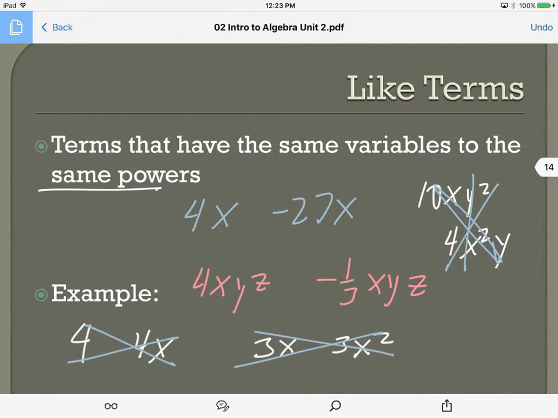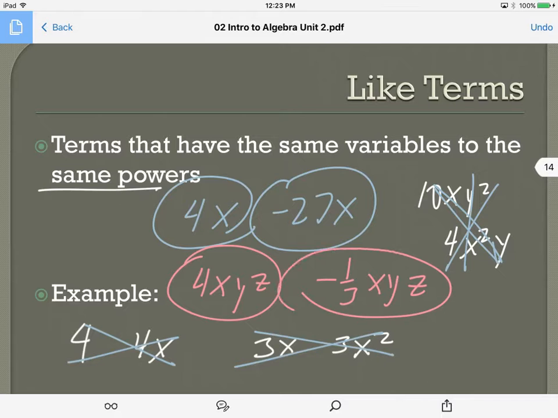Okay? So like terms, same variable, same power. This pair here, like terms. This pair here, like terms. Now, let's give you one more just to make sure we got this. So x squared y and 4x squared y. Those are like terms because the same variables to the same powers.